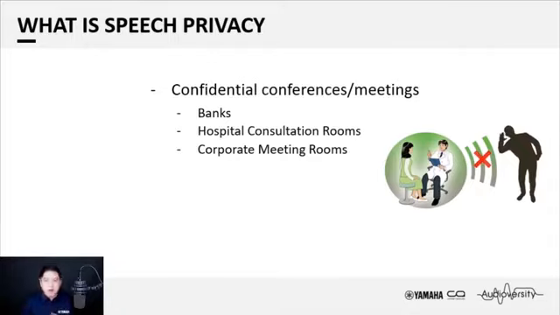Okay, banks: your account details, how much money you have left. We don't want other people to hear. And then of course corporate meeting rooms, where you don't want other departments or potential outsiders to hear. Basically, private. You want anything that you want to keep private, this solution can help.